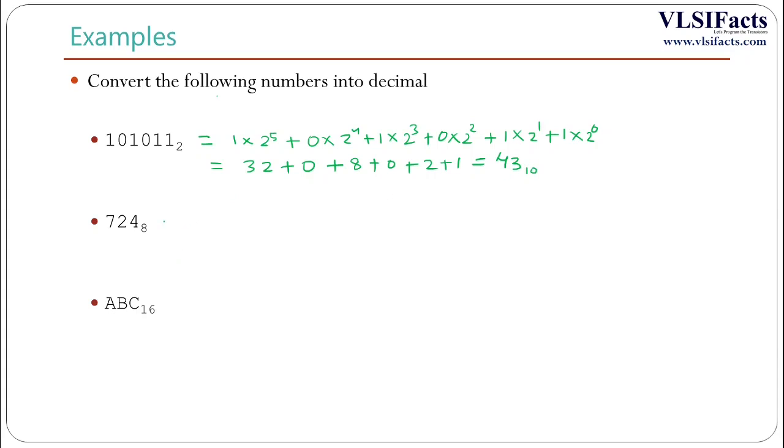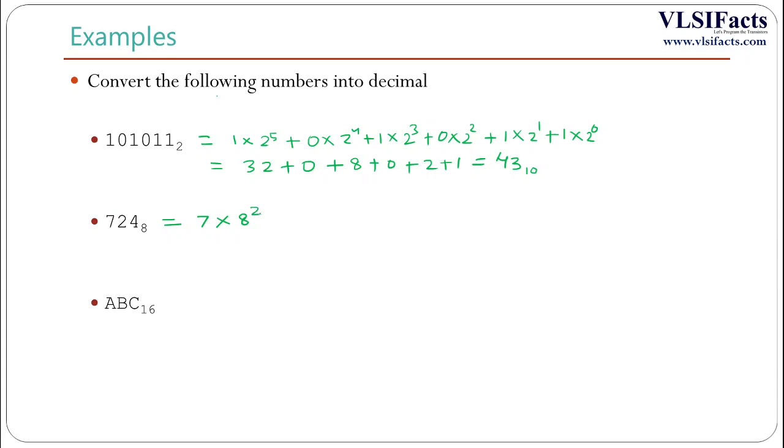Okay. Now we will convert an octal number to its corresponding decimal number. The number is 724 in octal number system. So as we have done in the previous example, here also we'll multiply each bit with 8 to the power n, where n is the weight of the number or position of the number. So here there are 3 digits, so the MSB's position is 2.